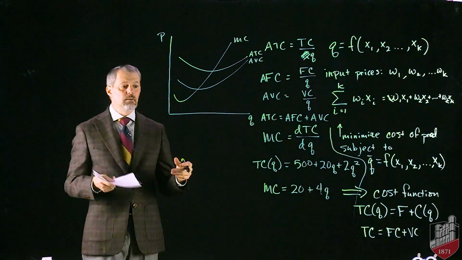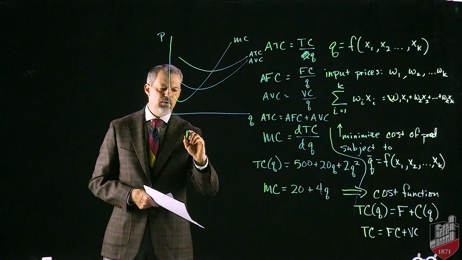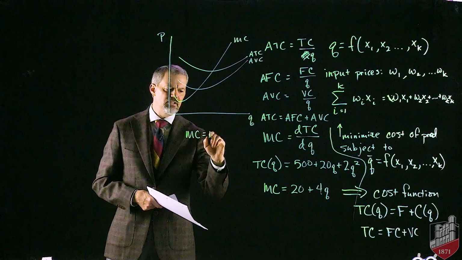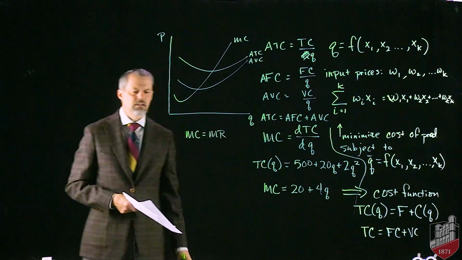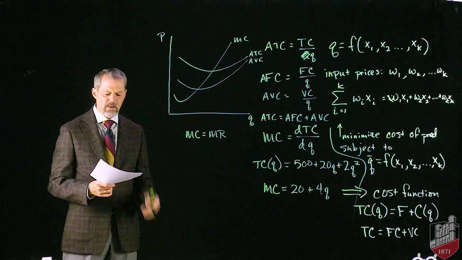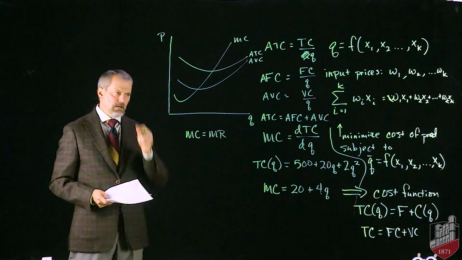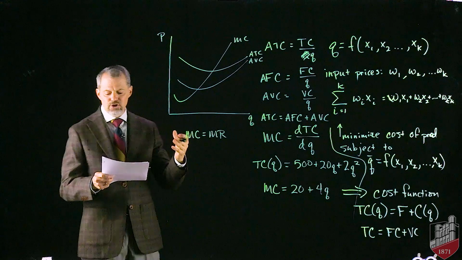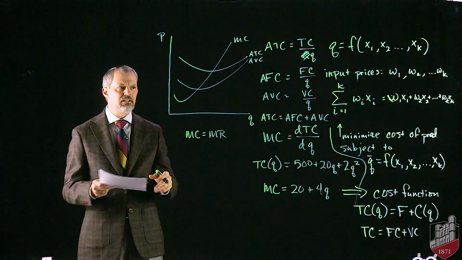Remember that all firms maximize profit by producing the quantity where marginal cost equals marginal revenue. That's the first equal marginal principle applied to profit maximization. We need to review the shutdown and the entry-exit conditions.